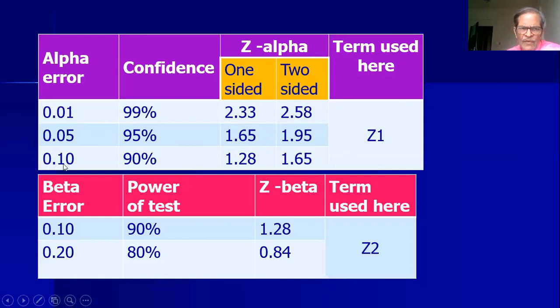For an alpha error of 10%, for a one-sided test, Z1 will be 1.28, and for a two-sided test, it will be 1.65. Similarly, if the beta error is 10%, the power of the test is 90%, and the Z beta or the Z2 in this presentation will be taken as 1.28. If the beta error is 0.2, the power of the test is 80%, then the Z beta or Z2 in this presentation will be taken as 0.84.